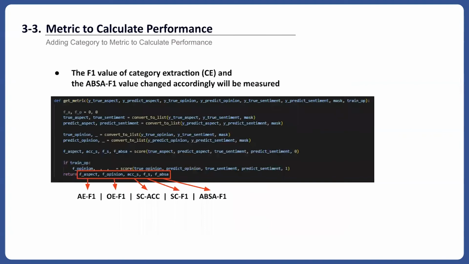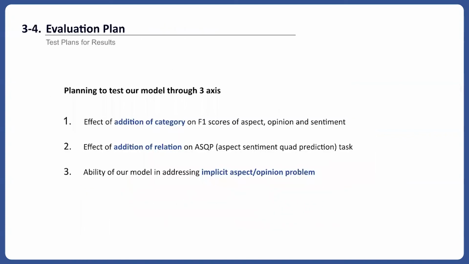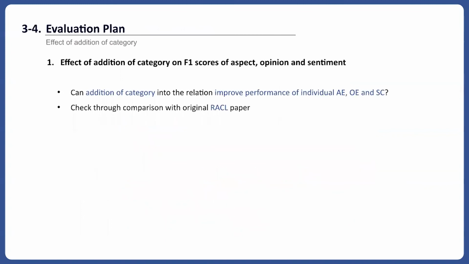Next is how we are going to evaluate the performance of our model. We'll first measure the F1 score of the category extraction and include that in the calculation of the total F1 score like this. So here, there are a total of 3 ways we would compare our model to the baselines. First, we want to find out whether the addition of category into relation would positively affect the F1 score of other components like aspect, opinion, and sentiment.